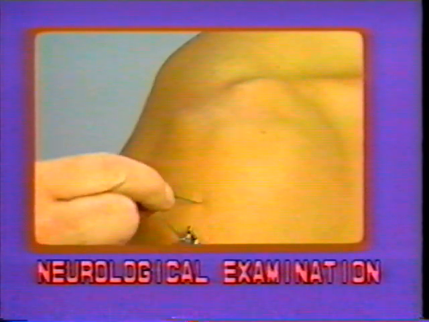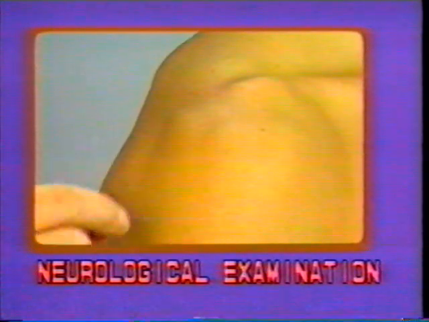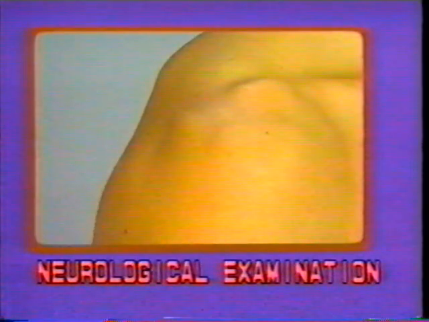Neurological examination. The neurological examination of the shoulder girdle complex would normally be assessed at this time, but will be described in detail in the video program on the cervical spine and neurological examination of the upper extremity.